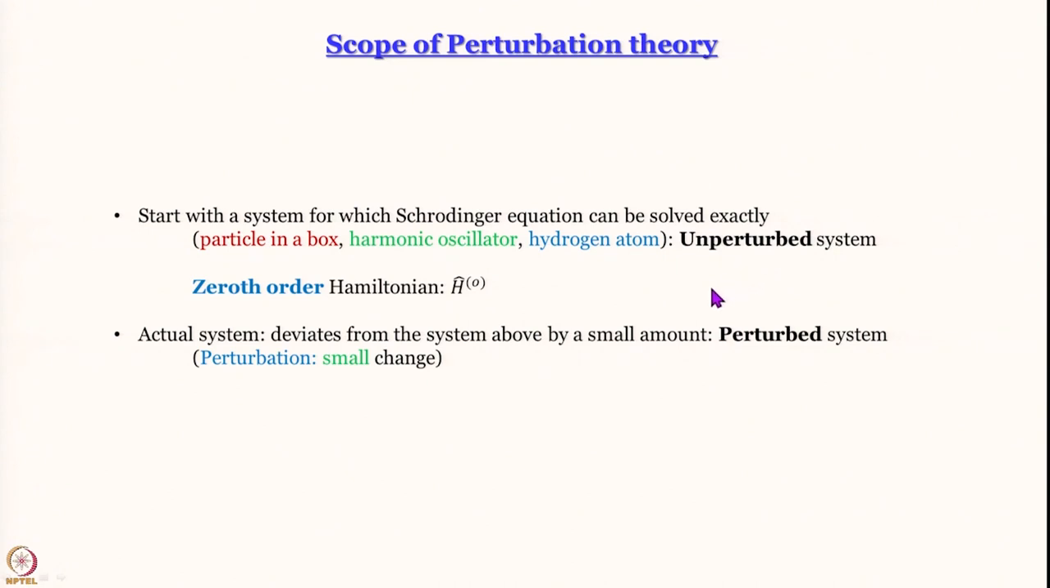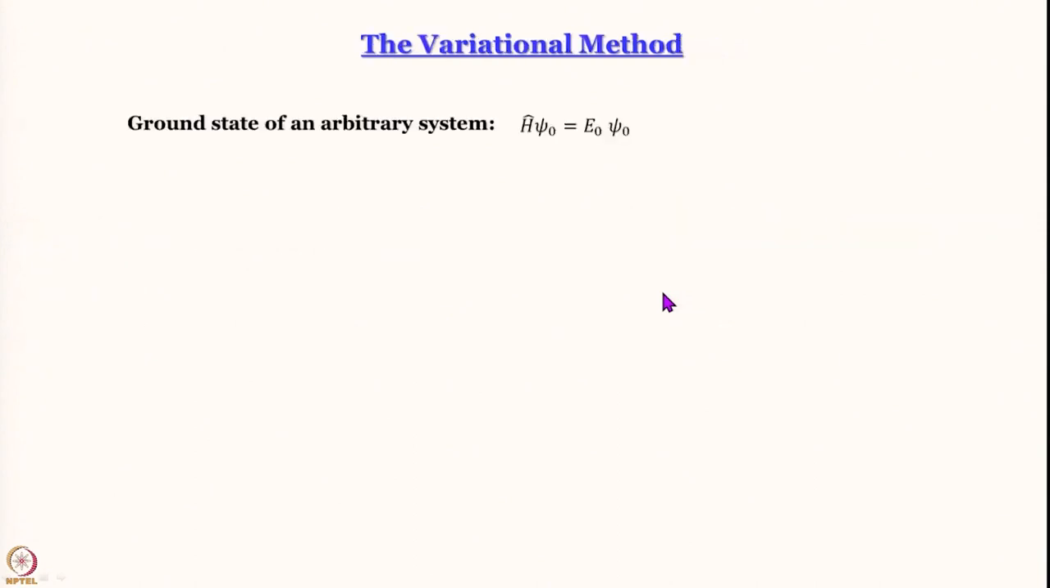So, for such systems, we have this elegant method that we are going to discuss now, the variation method. Now, why is it called the variational method of all things? We will see.